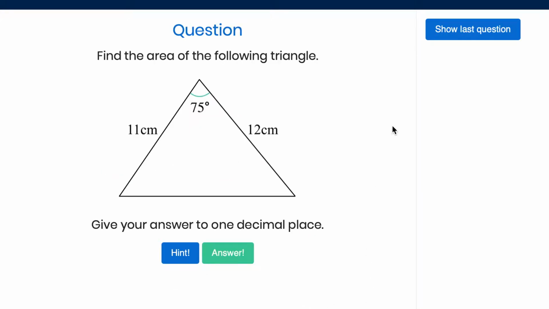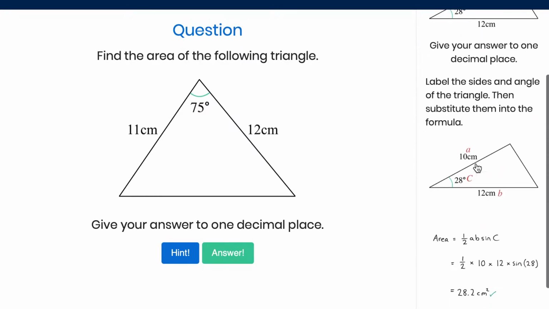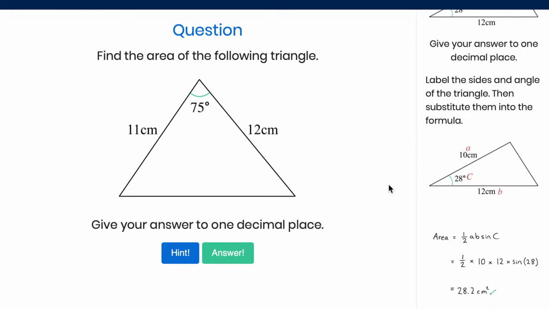Now it's your turn. Here is another example. Find the area of the following triangle. Give your answer to one decimal place. Follow the method from the last question shown here on the right hand side. Pause the video and have a go. Okay, so here is the answer.